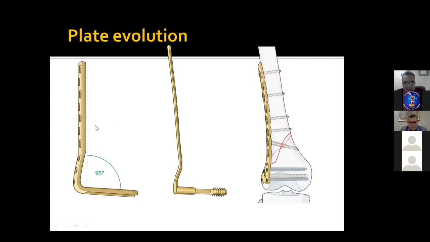We had the 95-degree blade plate that was in the 90s and early 2000s. Then we have the DCS. Then we have now the LCP, the locked compression plate.